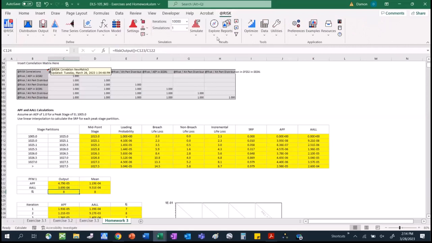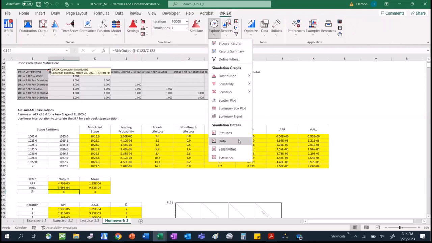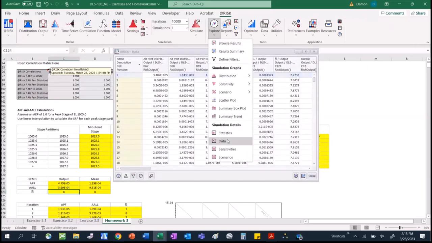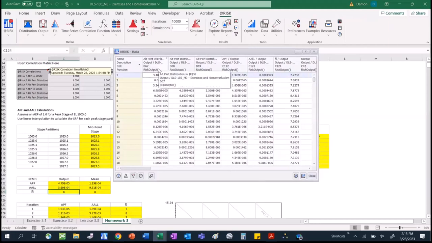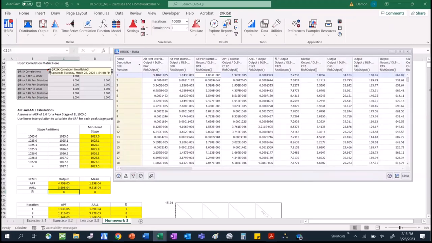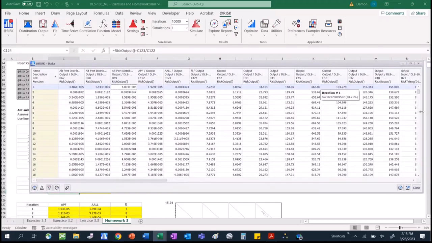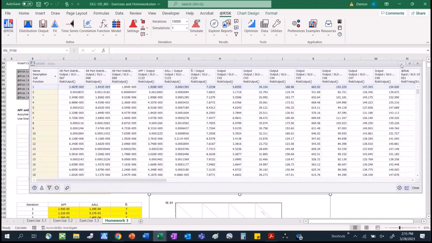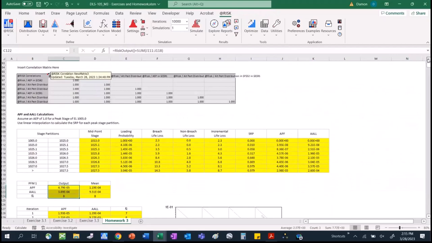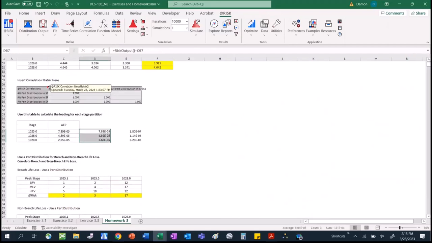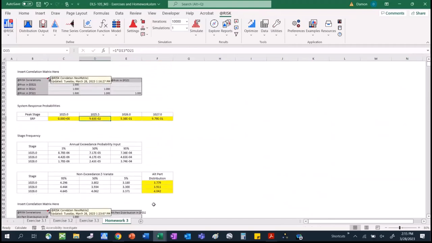One thing that might help is we can look at the simulation results. So if I go to Explore and then click Data, you'll notice that the cells that I have marked as outputs are the ones that are going to show at the top here. @RISK only stores the outputs. So I had marked these as outputs, and I had marked these as outputs.